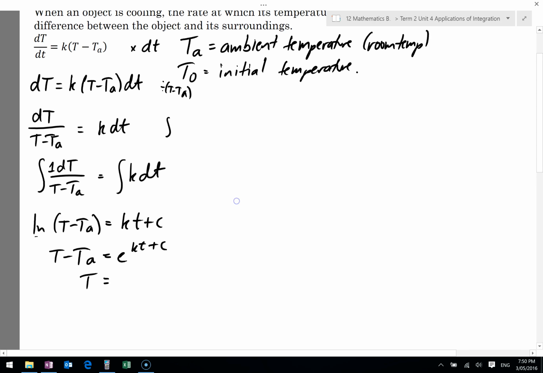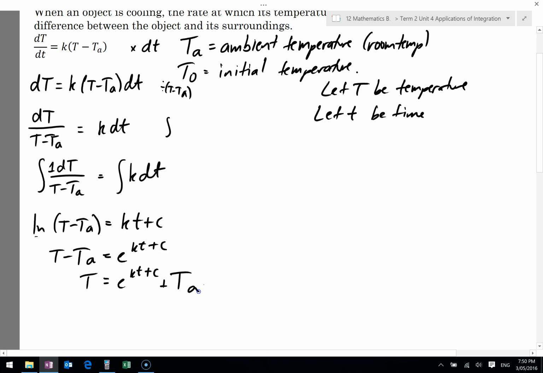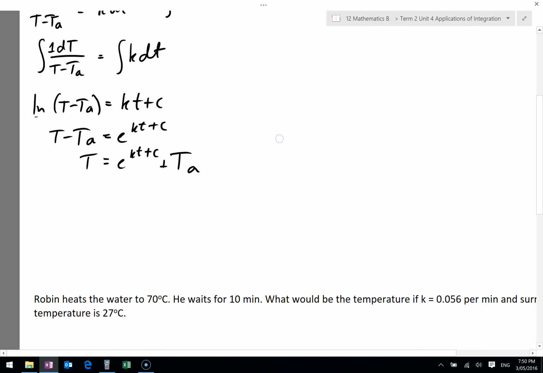Try to get capital T, the temperature, by itself. Should have defined these up here as well. Let T be the temperature, and let little t be the time. Just rearranging: e to the power kt plus c, plus TA. So I've essentially got T by itself.